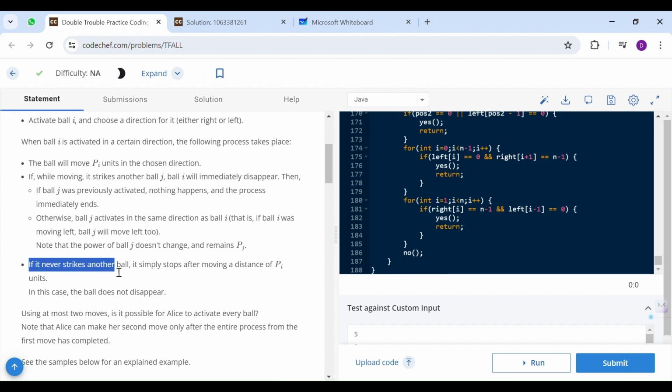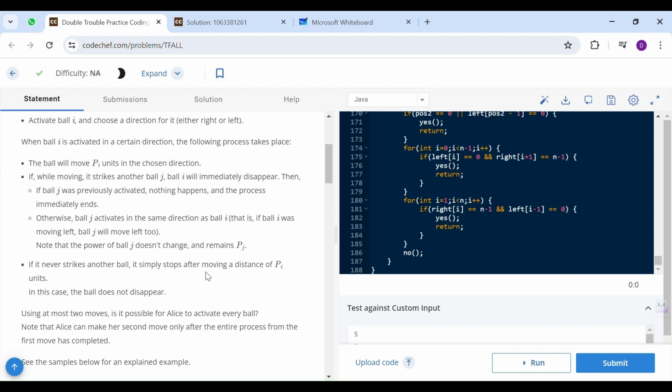If it never strikes another ball, it simply stops after moving a distance of pi units, which means if a ball is going right and it does not encounter a ball under p of I distance, it will stop, and that is what we don't want. If it hits another ball, then that next ball will continue ahead. So basically it's a chain.